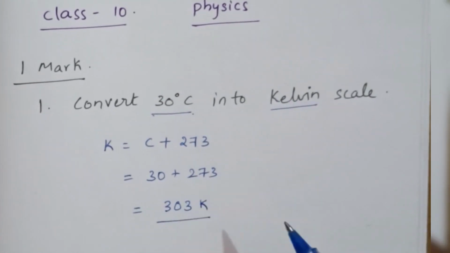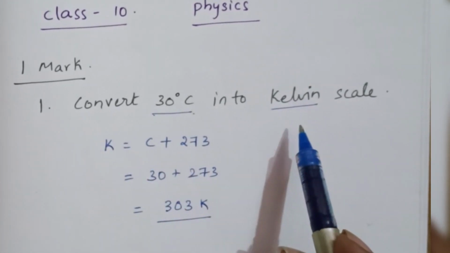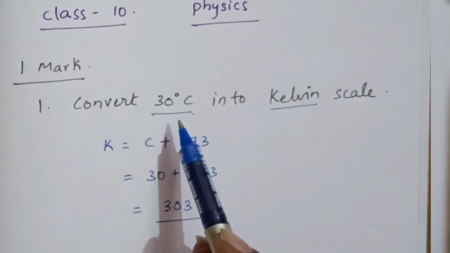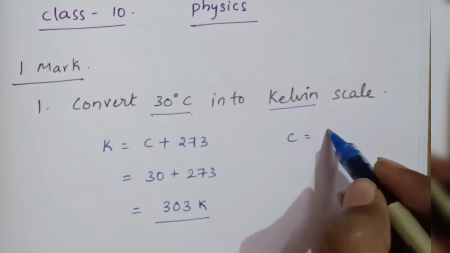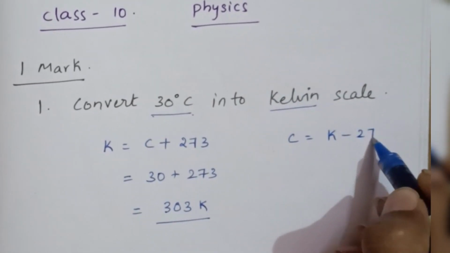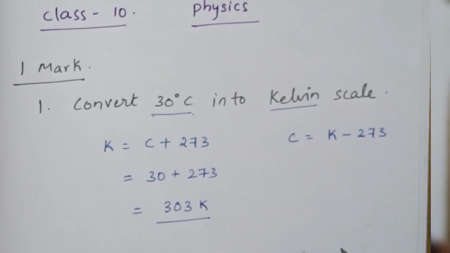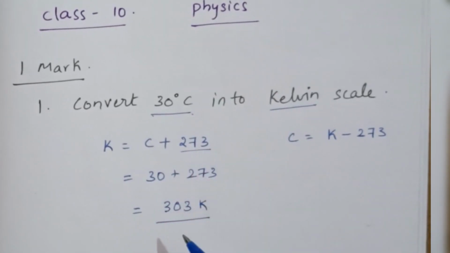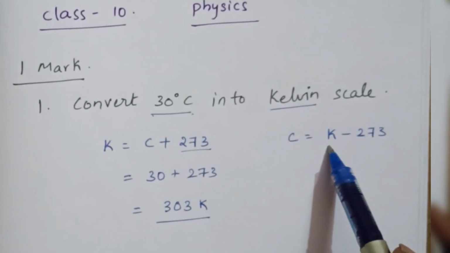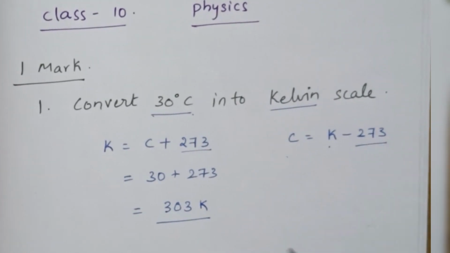30 plus 273 equal to 303 Kelvins. Suppose if they ask to convert into Celsius, given Kelvin asking you to convert into Celsius, so we have to do C equal to K minus 273. We should subtract. If they give Celsius converting into Kelvins, add 273. Given Kelvins converting to Celsius, subtract 273.